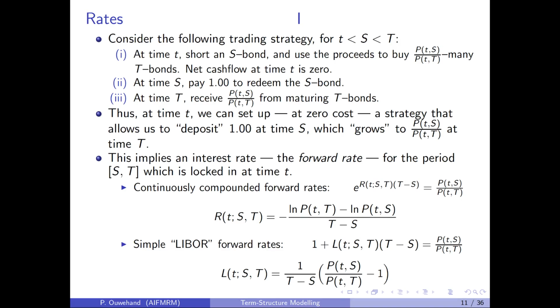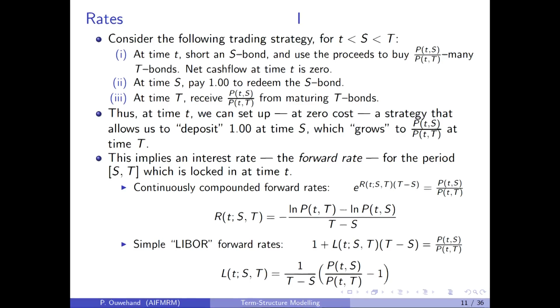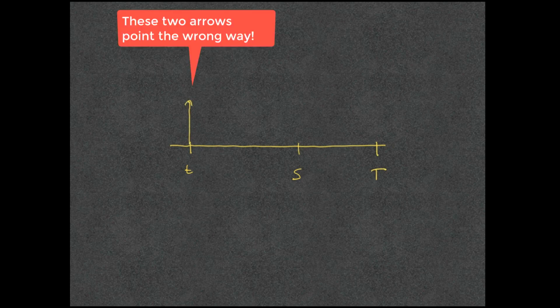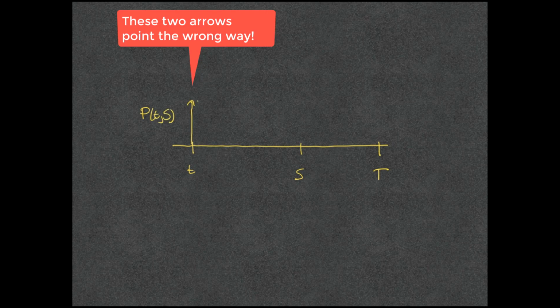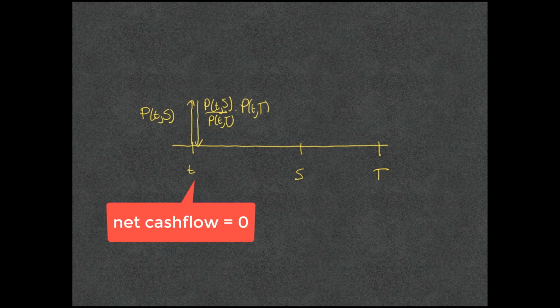Recall that our basic instrument is the T-bond, i.e. a zero coupon bond which pays 1 unit of currency at its maturity, capital T. Now consider a trading strategy where we trade at 3 times, namely little t, capital S, and capital T, as shown. At time little t, we short an S bond, which leads to a cash inflow of P(t,S). We use this cash to buy as many T bonds as we can, in other words P(t,S) over P(t,T) many T bonds, and this means that we have a net cash flow of 0 at time little t.